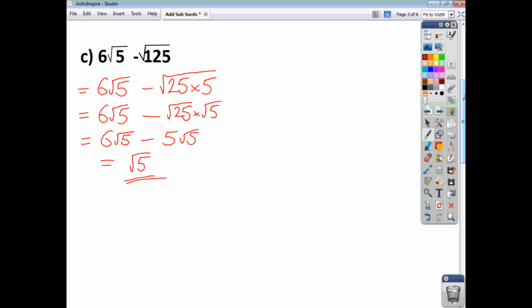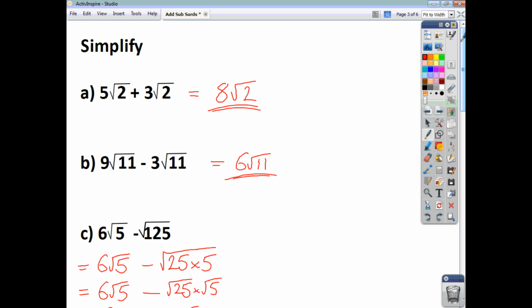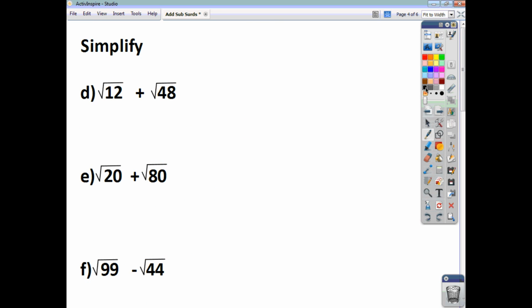Okay, let's have a look at a few more where you have to do a wee bit of simplifying before you can do your addition or subtraction. Now, this one here. Let's have a look and see what we can do. Root 12 plus root 48. Now, root 12 can be thought of as the same as root 4 times root 3. And for root 48, if you notice that 16 goes into it 3 times, it's root 16 times root 3. Okay, so 4 3s are 12, 16 times 3 is 48. So this gives me 2 root 3 plus 4 root 3. So my final answer is going to be 6 root 3.